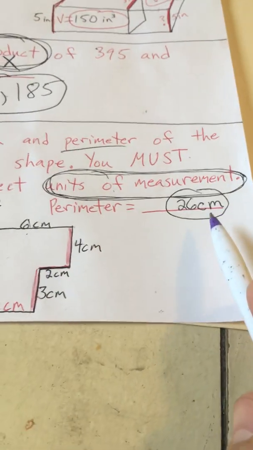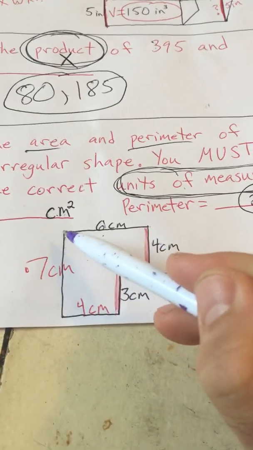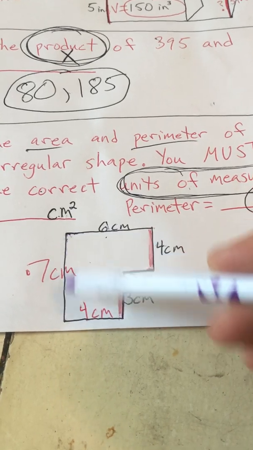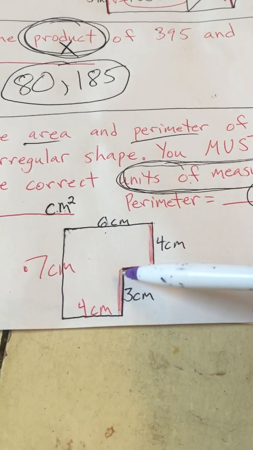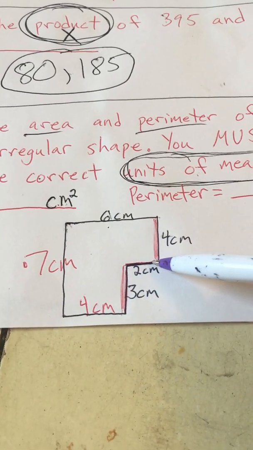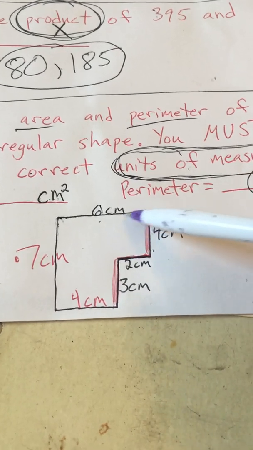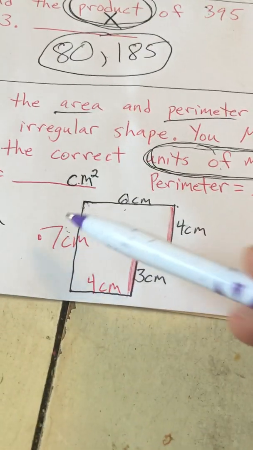Okay, just centimeters because we just added the centimeters. Let me add them again. 7 plus 4 is 11, plus 3 is 14, plus 2 is 16, plus 4 is 20, plus 6 is 26, and then we're back where we started. That's why I put that little dot there. 26 centimeters is the perimeter.